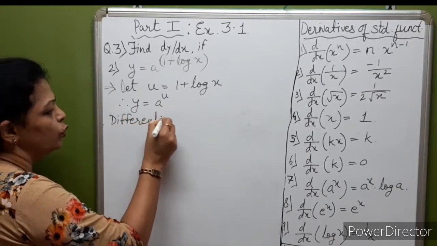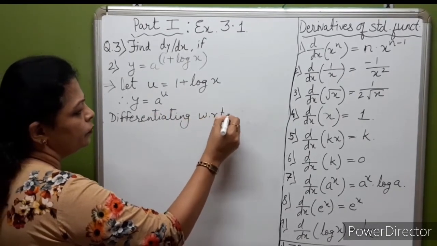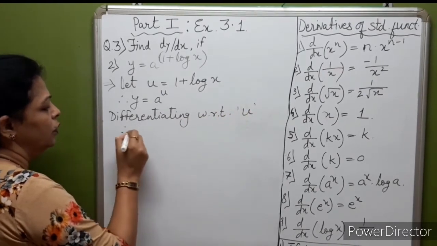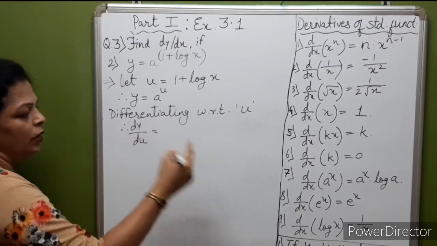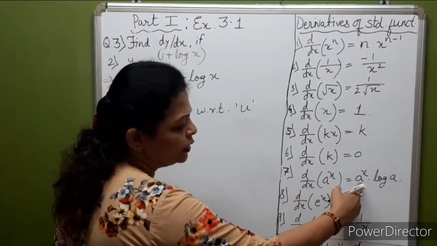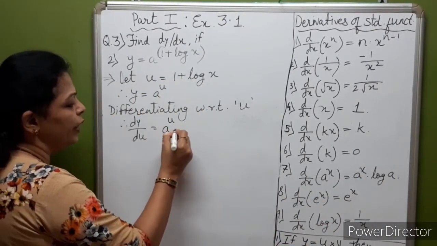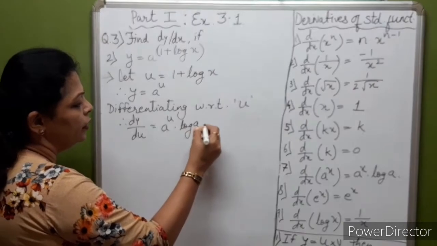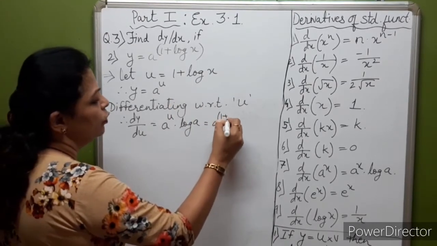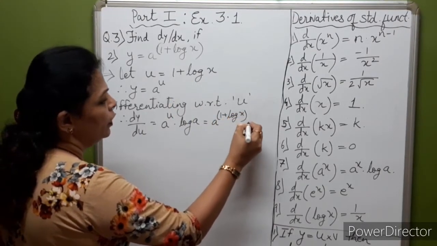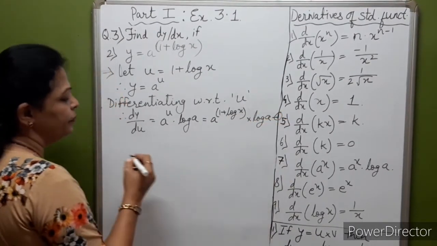Differentiating with respect to u, dy by du is equal to, see, the derivative of a raised to x is a raised to x into log a. So over here you will get a raised to u into log a. Resubstitute the value of u. So that is a raised to 1 plus log x into log a. This is your first step.